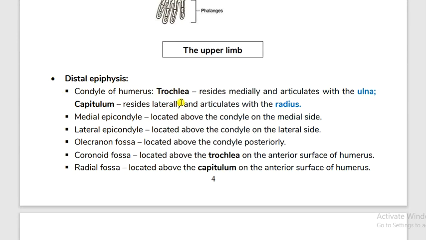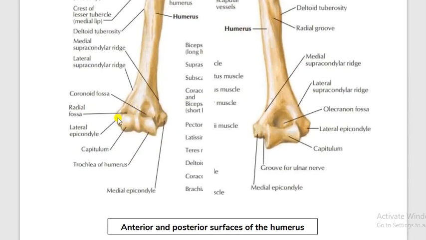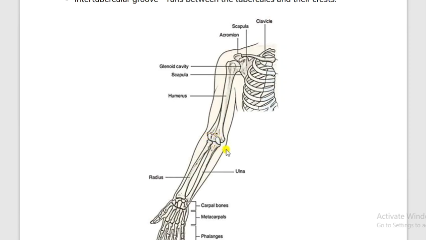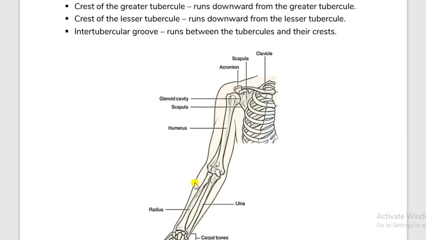Now, the distal epiphysis has the condyle of the humerus. It has the trochlea, which resides medially, towards the body, and articulates with the ulna, and the capitulum, which resides laterally and articulates with the radius. So over here is the condyle of the humerus, with the trochlea and the capitulum.